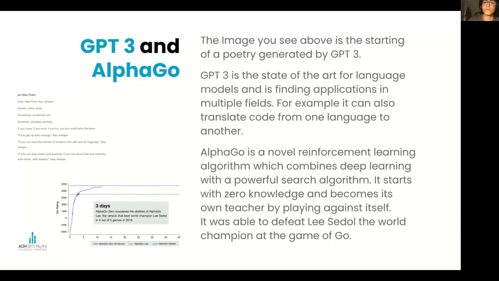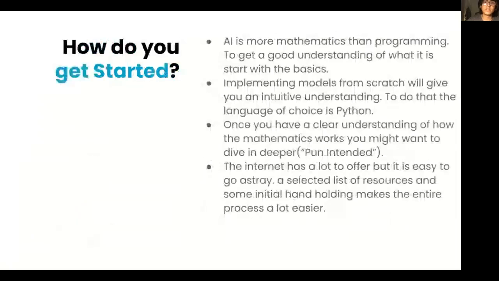It's about AlphaGo. Okay. So now that I've talked about what interesting stuff is happening in AI right now, how do you get started? AI is actually more mathematics than programming. And to get a good understanding of how AI works, what is actually possible with AI, you need to start with the basics.